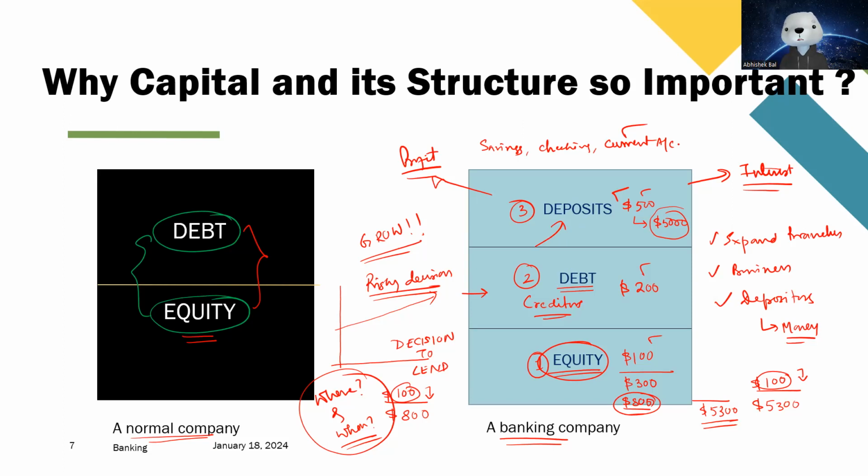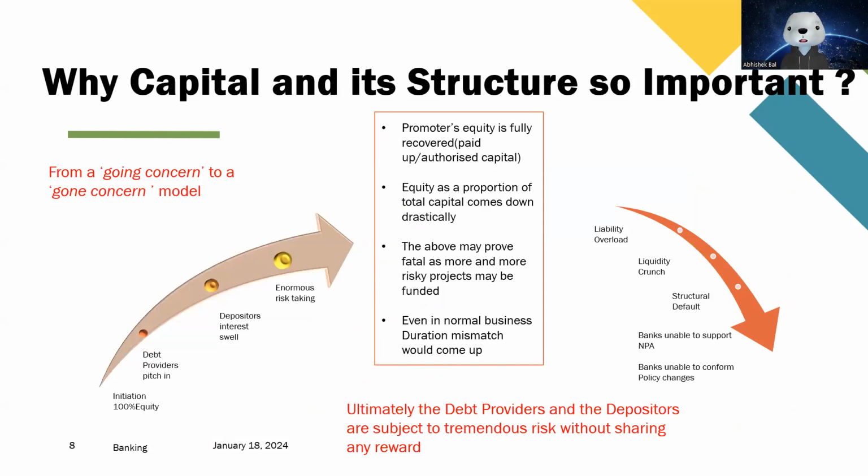If you have understood this portion, a large part of why the capital and its structure of a bank is important should be abundantly clear. Because if this slide is clear to you, you would now understand the need of regulation and the different aspects of regulatory measures as well. So this slide literally talks about that in a nutshell: at the initiation, it was 100% equity. Then obviously the debt providers pitch in. Which debt providers are we talking about? We are obviously talking about the initial capital providers. They are not the depositors.